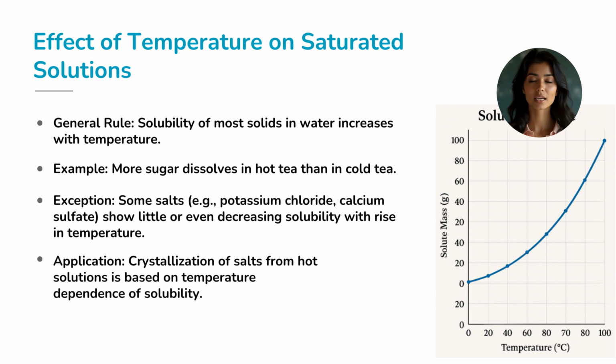However, there are exceptions. Some salts, like potassium chloride or calcium sulfate, show very little increase or may even decrease in solubility when the temperature rises. This principle has practical applications too. Crystallization of salts from hot solutions is based on this temperature dependence of solubility. On the right, you can see a solubility curve which shows how solute mass increases with temperature.